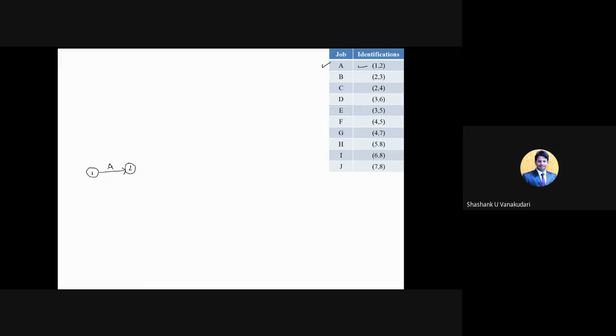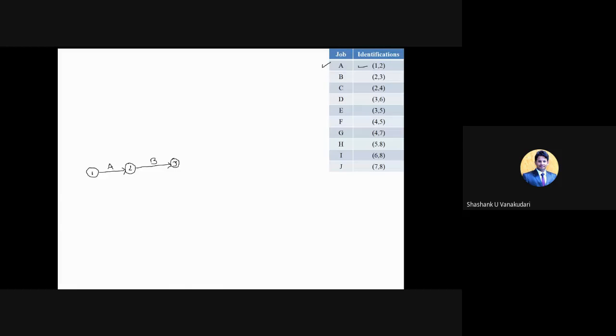And similarly for job B that connects 2 and 3. So now moving on to the next part, activity B connects node 2 and node 3. So the second condition is satisfied now. And the third one is activity C that connects 2 and 4. So I can draw it in this way.